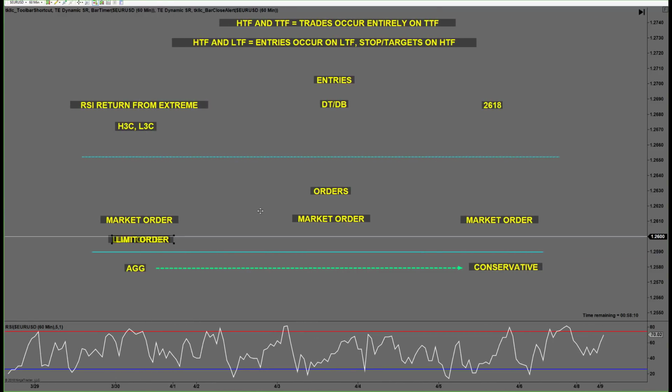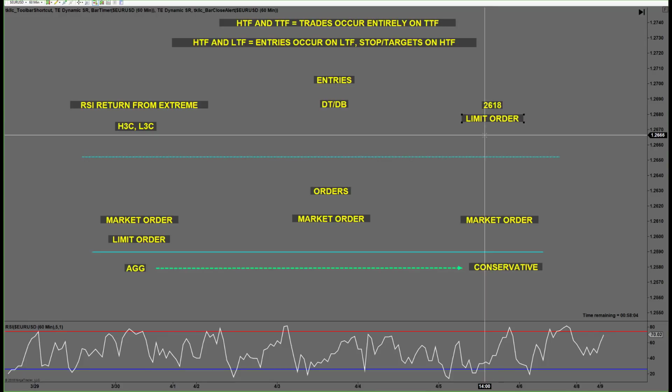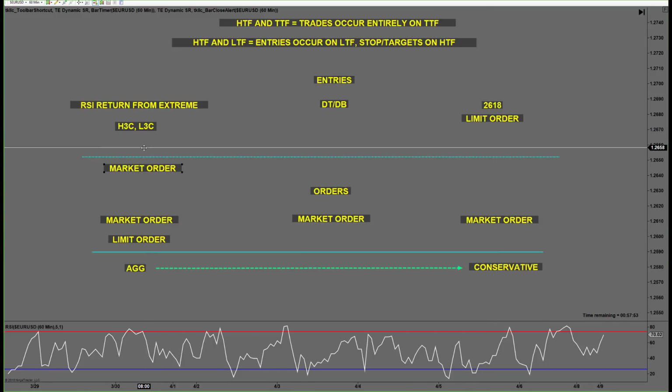I can use a limit order, right? Because I know where my entry is going to be. It's predicted where I want that to be. So I can use a limit order there. Even if it's not the 618 retracement, maybe it's 50%. Either way, I can still put a limit order in. But all these other ones are going to be market orders, because that's what I've got to do.